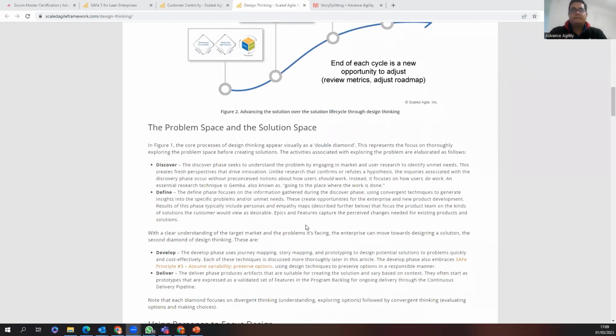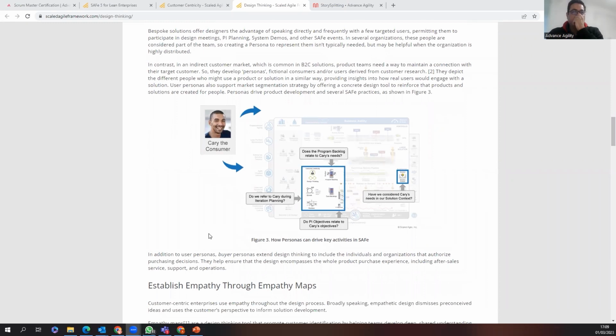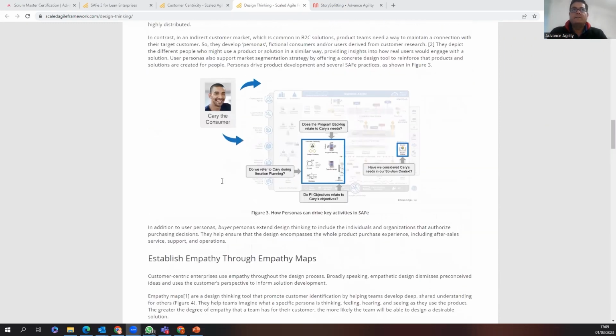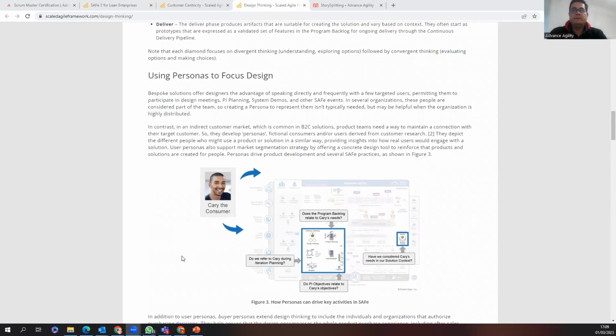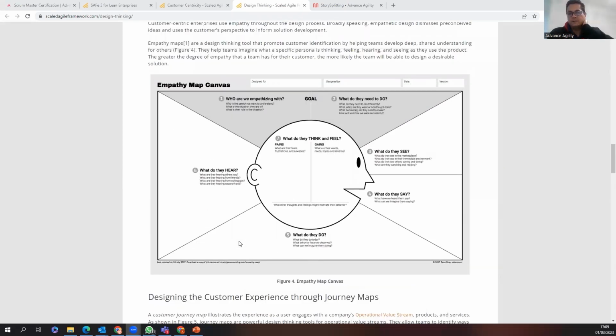Now, what are the various design thinking techniques? One of the design thinking techniques that we will cover today is personas. Personas are fictional characters that use our product in a similar way. Are personas short-lived design thinking artifacts, or are they long-lived artifacts?